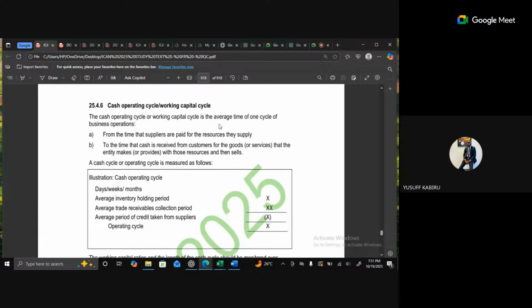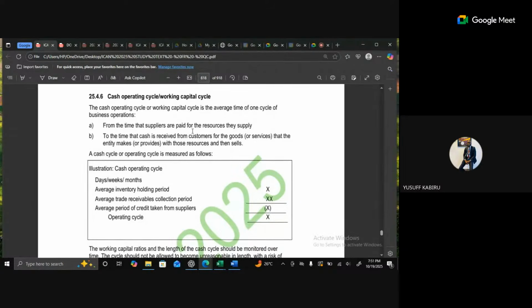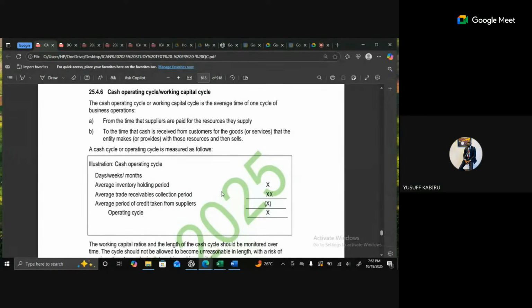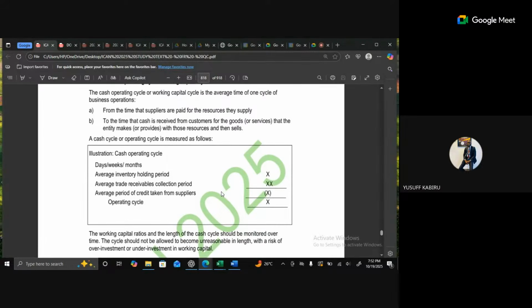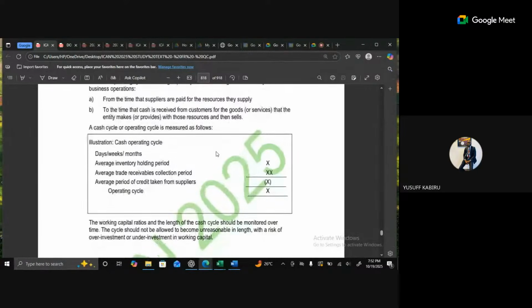Yeah, so this is the cash operating cycle or working capital cycle. The cash operating cycle or working capital cycle is the average time of one cycle of business operation from the time that suppliers are paid for the resources they supply to the time that cash is received from customers for goods and services that the entity makes or provides with those resources and then sells, right? So this working capital cycle or cash operating cycle is like the summary of the entire working capital ratio that we just did, right?